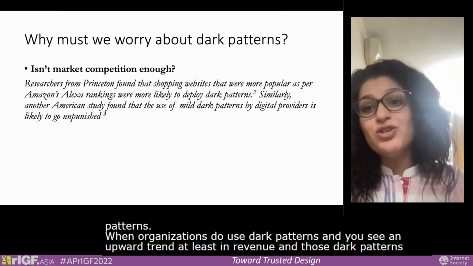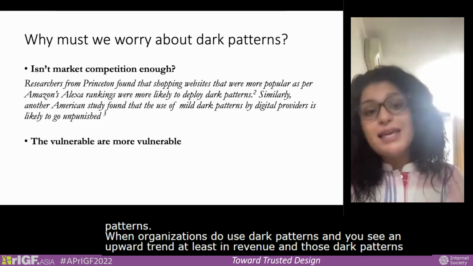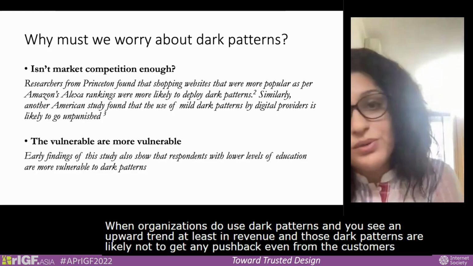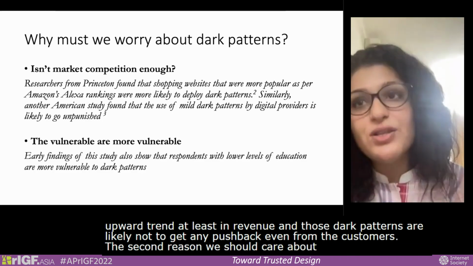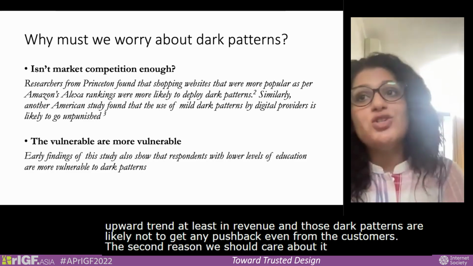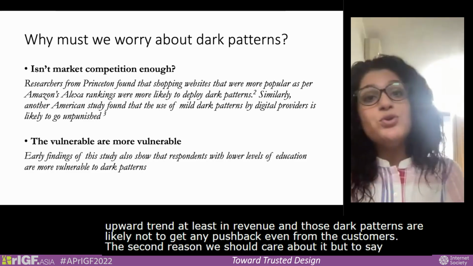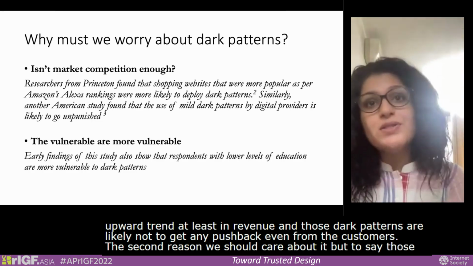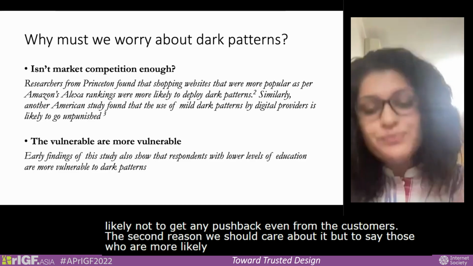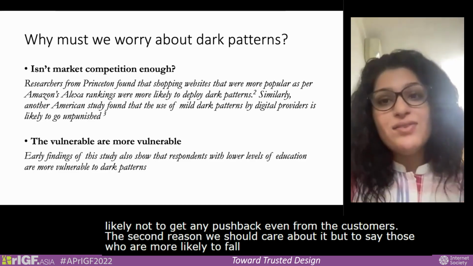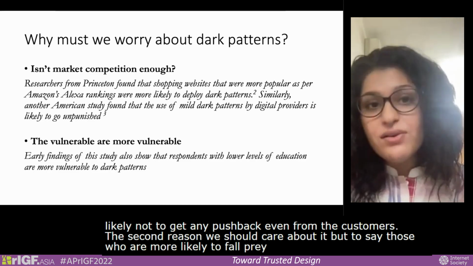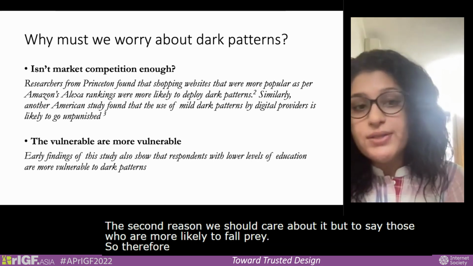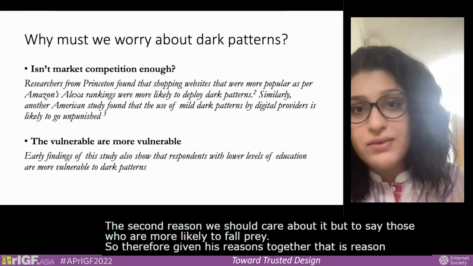Therefore, market competition looks like is not enough. The second reason we should care about it is that the vulnerable are more vulnerable, which is to say that those of us who are less literate, digitally disfluent, new to tech, are more likely to fall prey to dark patterns. Given these two reasons together, that's reason enough for us to worry about dark patterns. The market can't sort it on its own, and the vulnerable are at the receiving end.